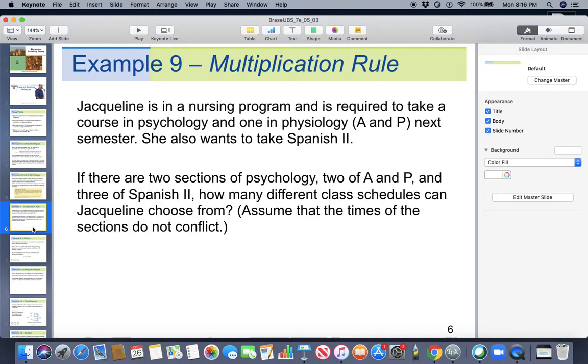Okay, let's look at an example. Jacqueline is in a nursing program and is required to take a course in psychology and one in physiology, A and P. Next semester, she wants to take Spanish too. If there are two sections of psychology, two of physiology, A and B, and three in Spanish, how many different class schedules can Jacqueline choose from? Assume that the times of sections do not conflict.